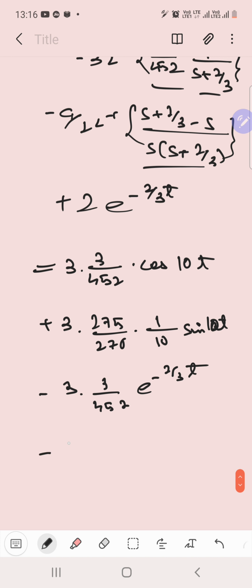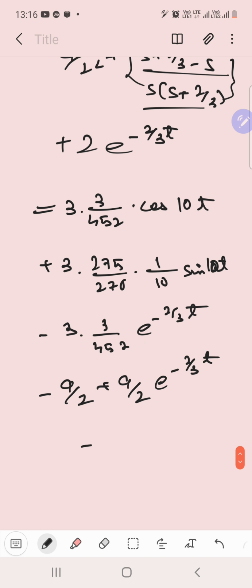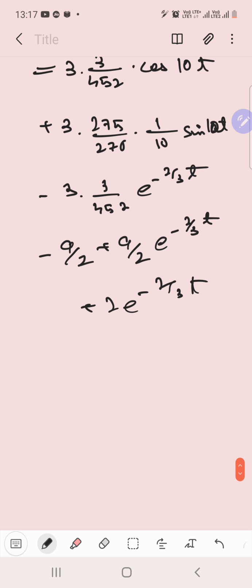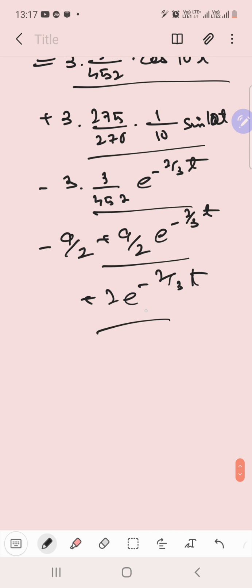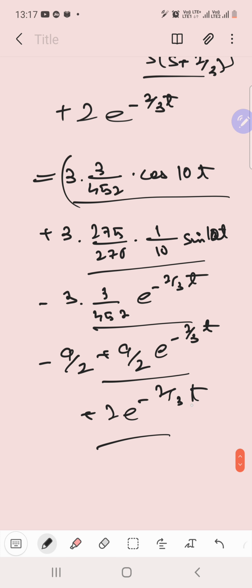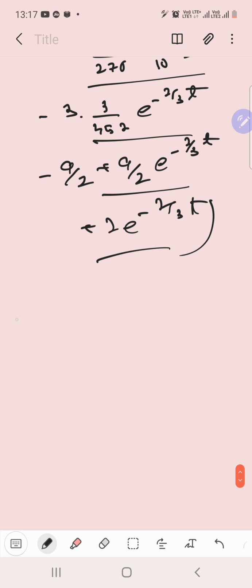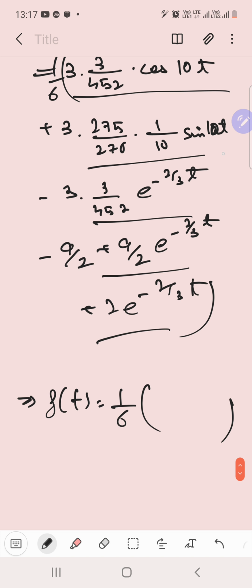Okay, so what does this portion become? This becomes minus 9 by 2 Laplace inverse of 1 over s, and Laplace inverse of 1 over s is 1. So minus 9 over 2, and plus 9 over 2 Laplace inverse of 1 over s plus 2 by 3, so it becomes e to the power minus 2 by 3t, and plus you have 2 times e to the power minus 2 by 3t. So whatever answer you get after simplification, divide this by 6. If you divide this by 6, you will get the value of f(t). f(t) is equal to 1 by 6 of this complete value, and that is your solution to the differential equation.